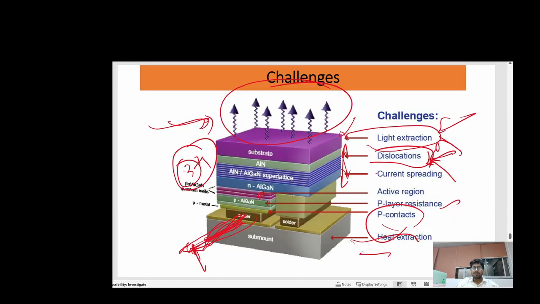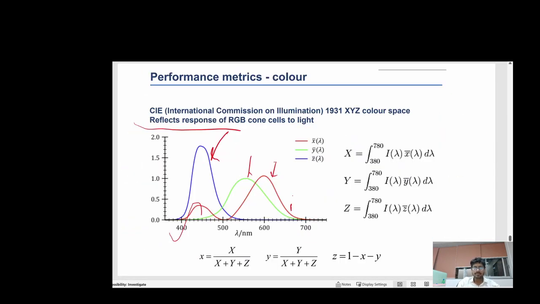We'll see the band gap and all these things. We will see these things.